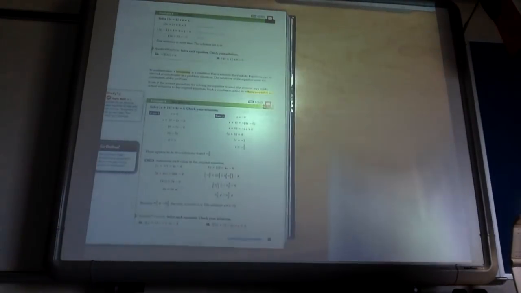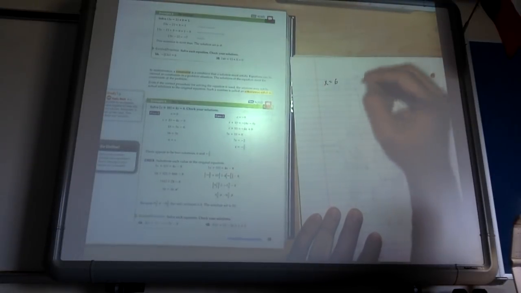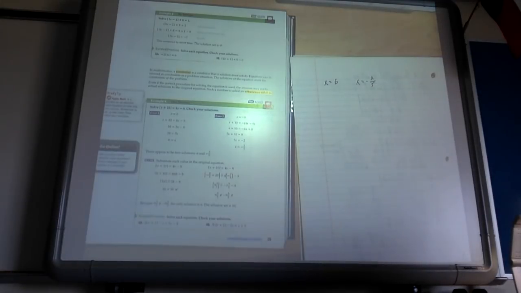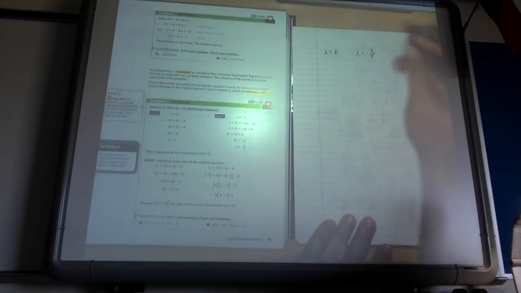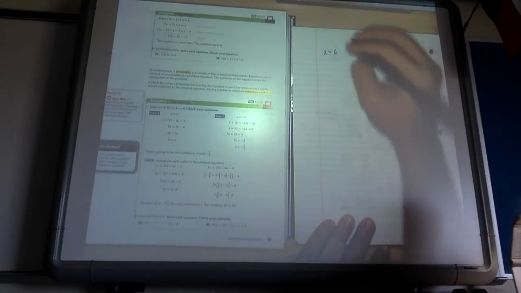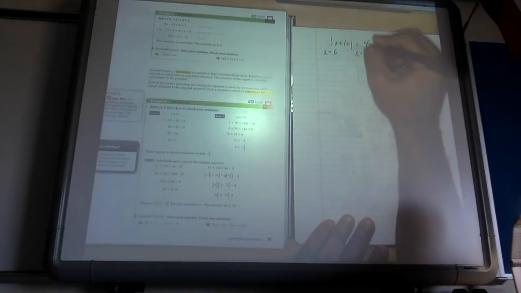So I'm going to flip over and we're going to check. Now remember what our two answers were. We got x equals 6 and we got x equals negative 2/5. So now I'm going to plug those back into the original and see if it works. You can see this work happening right here in your book on page 29. So here we go. Again, the problem is absolute value of x plus 10 equals 4x minus 8.